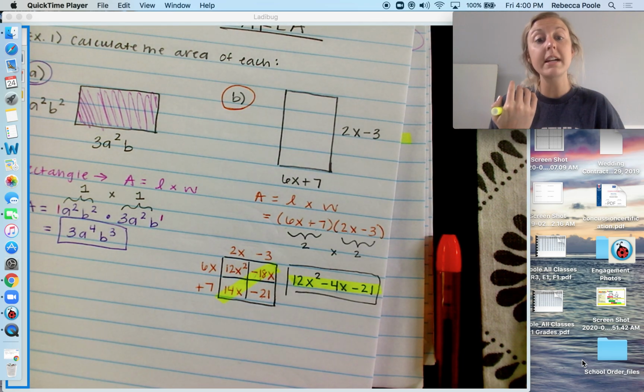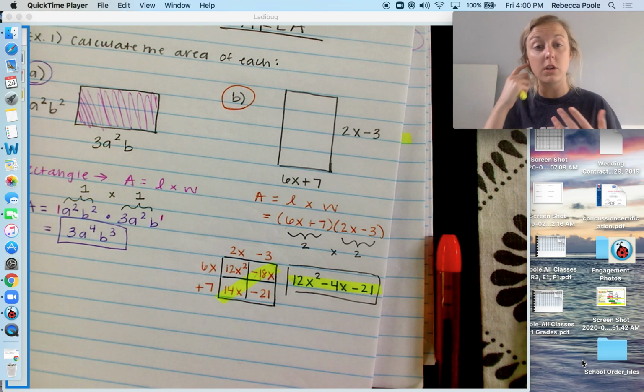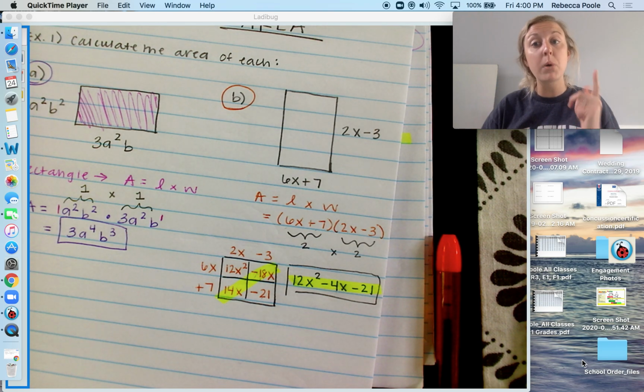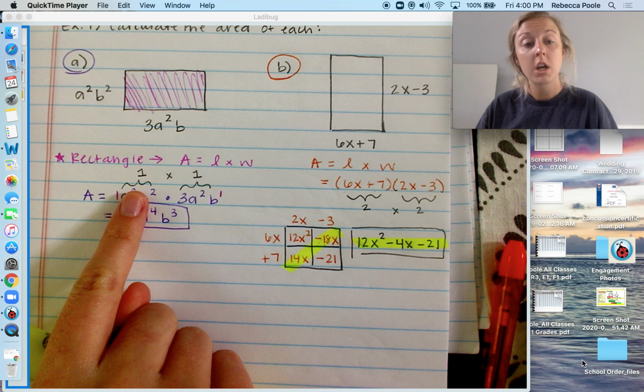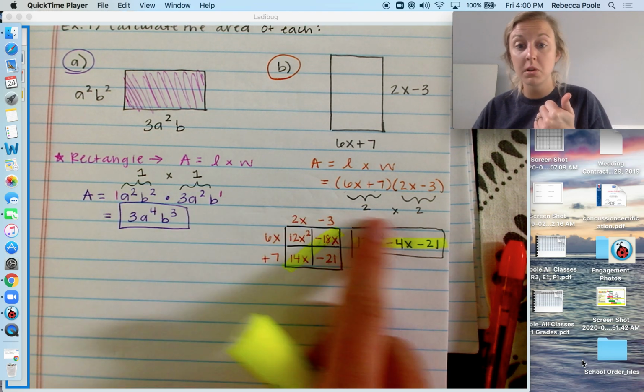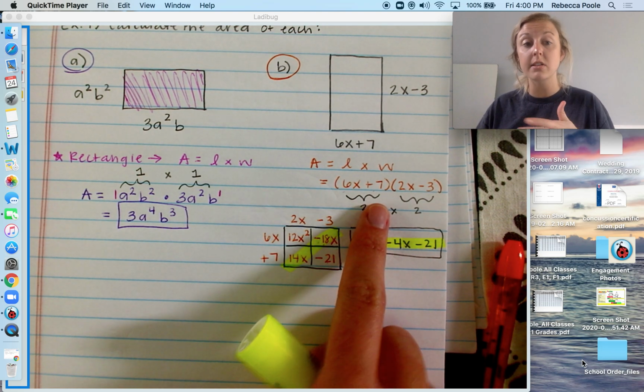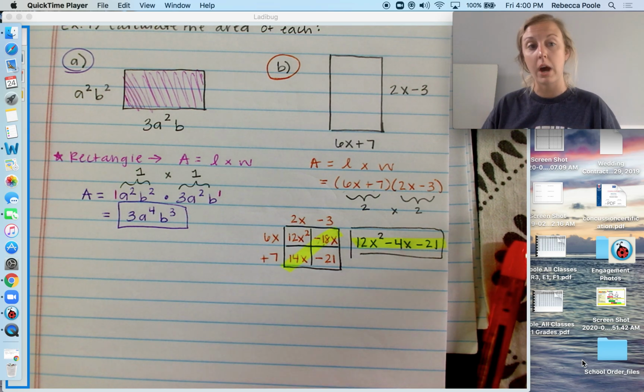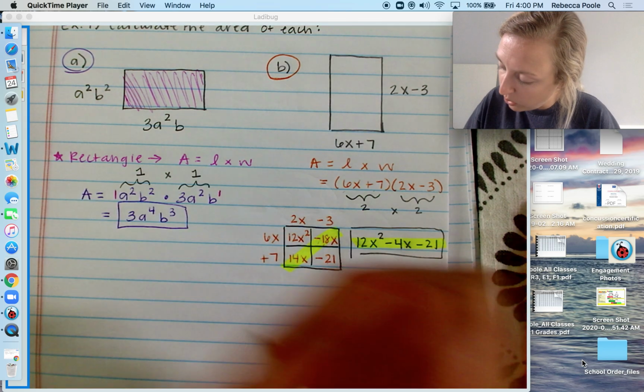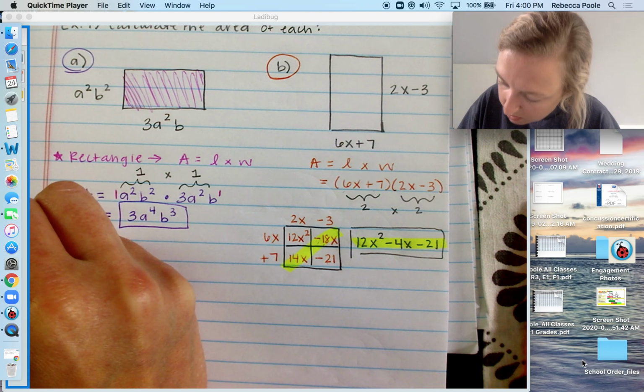So if they give us a rectangle, the area should be pretty easy because you guys know it's just length times width. The important thing is to make sure you either have monomials or binomials. You need to check so that you multiply the right way. Okay? All right, so let's do example 2.